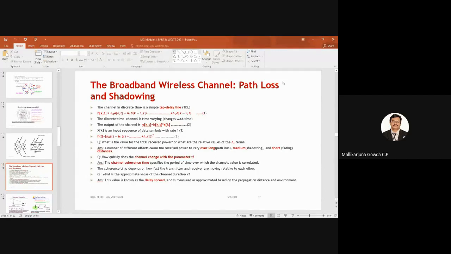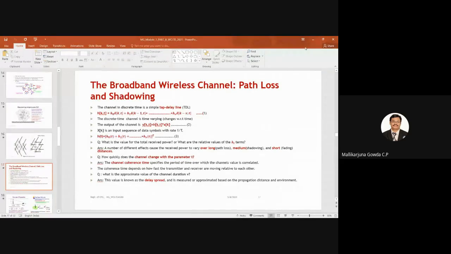Just for understanding, we consider the channel in discrete time. I can express the channel in discrete time as a simple tap delay line, in short TDL. Since it is time varying, I can write the expression for the impulse response of the channel as h of k comma t, which is a sum over the different paths from transmitter to receiver.